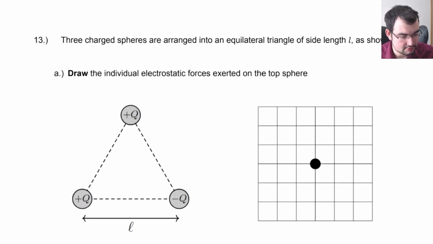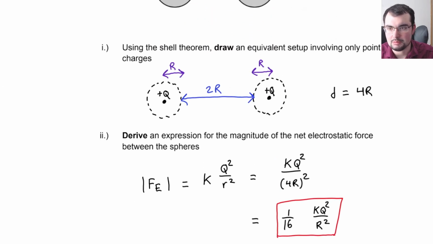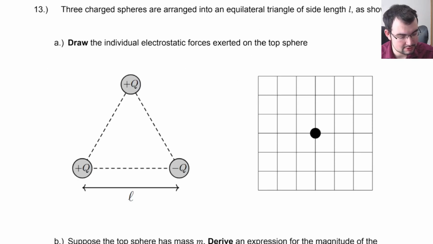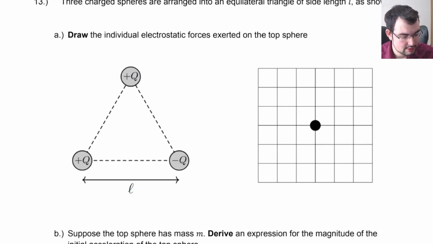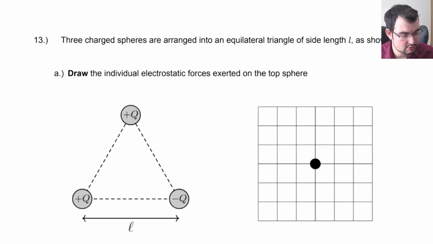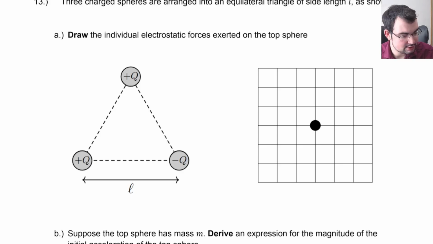Now I got three charged spheres. This is a vector problem. So we did a simple two-sphere example, now we'll do a vector example. Three charged spheres are at the corners of an equilateral triangle, side length L. Draw the individual forces on the top sphere. So we're going to be interested in this one.